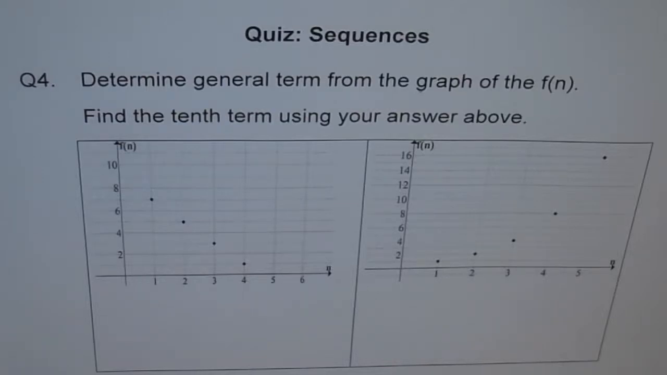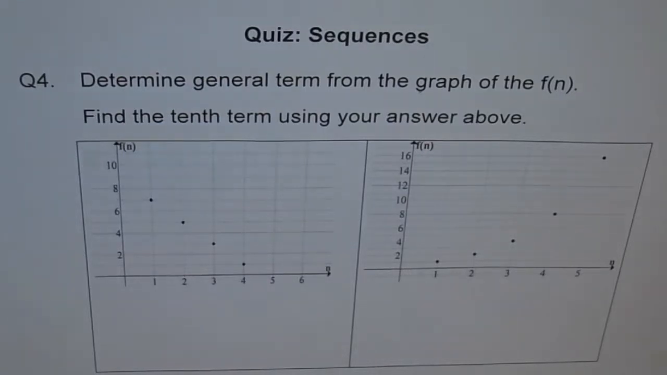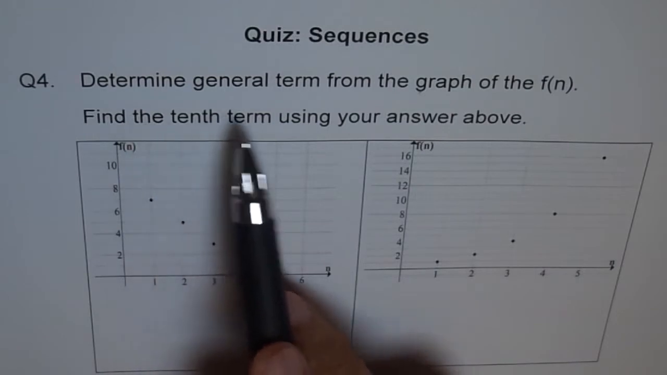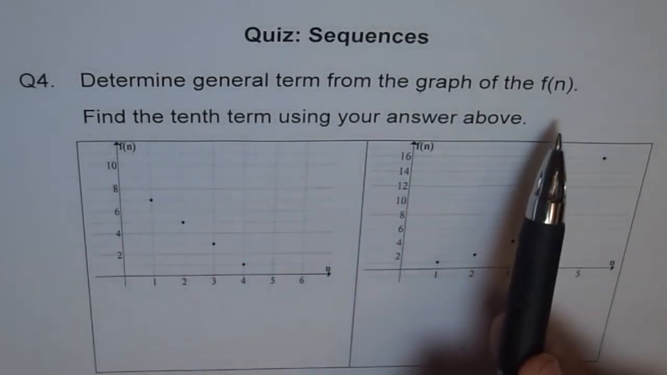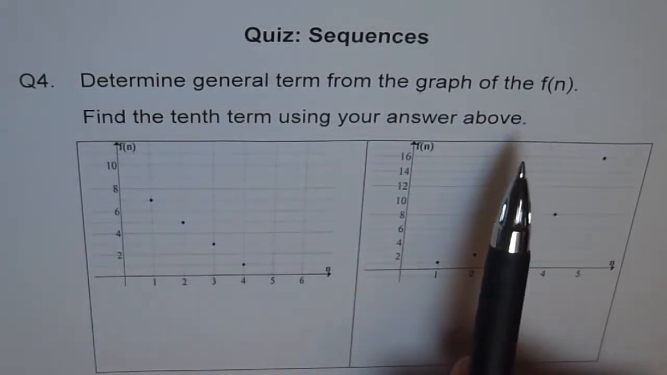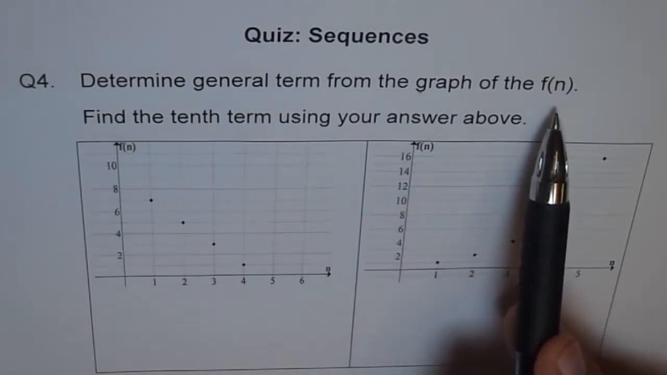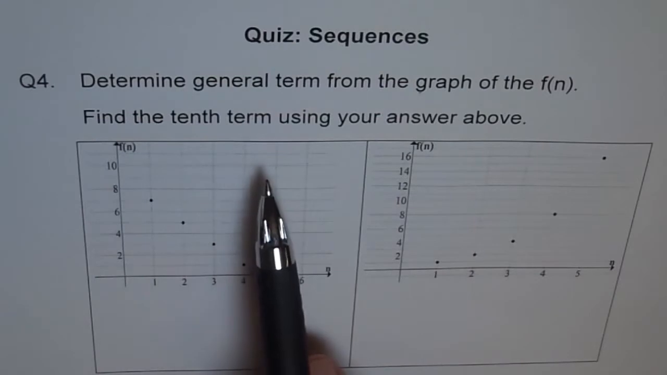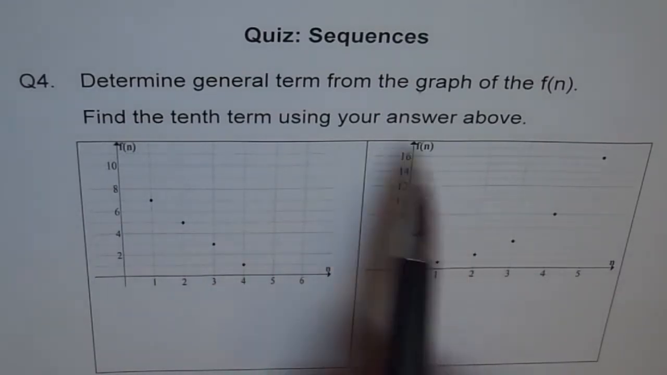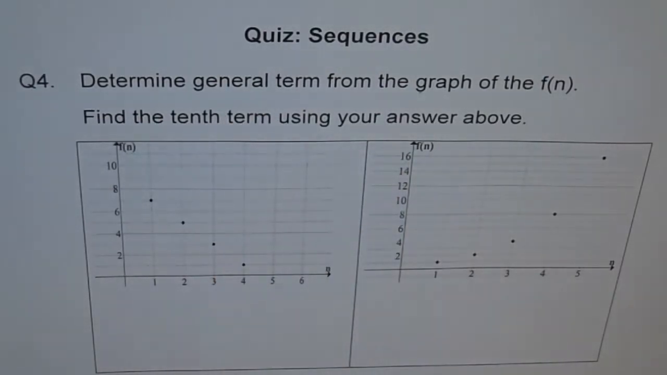Here is question 4 on sequences. We have taken a variety of questions in this question bank, and this one is to get the equation, the general term, from the graph. It says determine the general term from the graph of the function f of n. Normally we write n for sequences, where n is the set of natural numbers. Find the 10th term using your answer above. So once you get a general term, you can find T10.